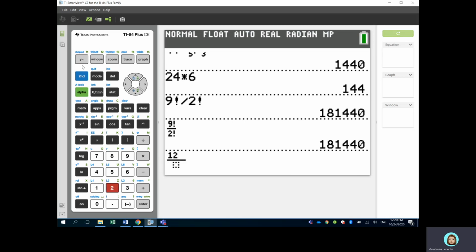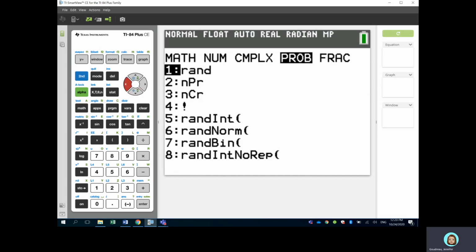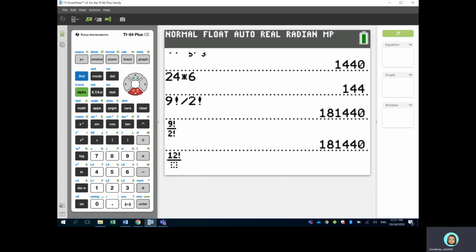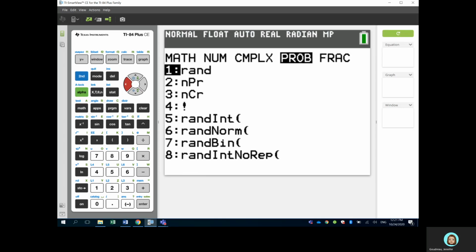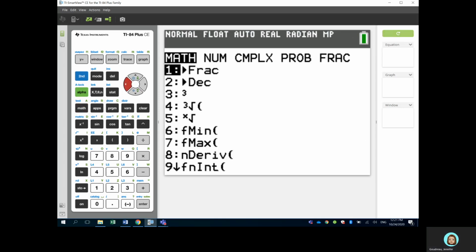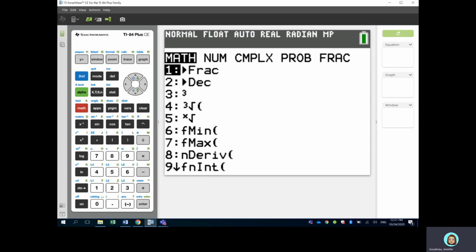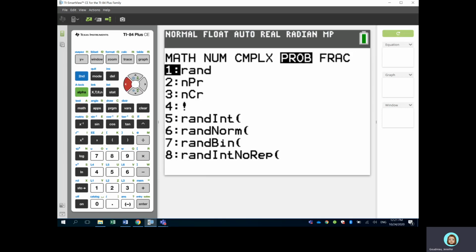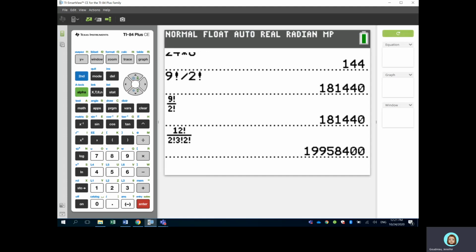We have 12 factorial on the bottom. So we're going to go to that probability menu, number 4, arrow down, and in the bottom, we have 2 factorial. We have 3 factorial. And we have 2 factorial again. We could also just calculate what 2 factorial times 3 factorial times 2 factorial is and divide by that number. Lots of different options for you for actually putting it in the calculator.